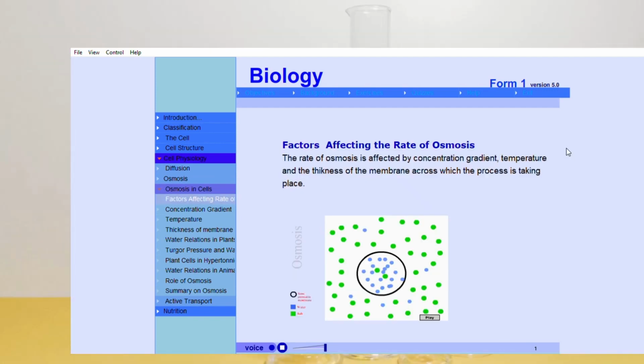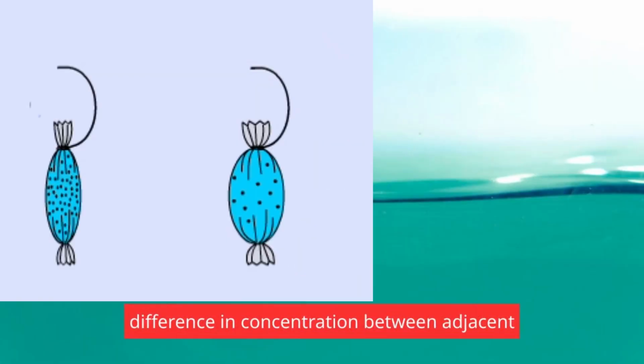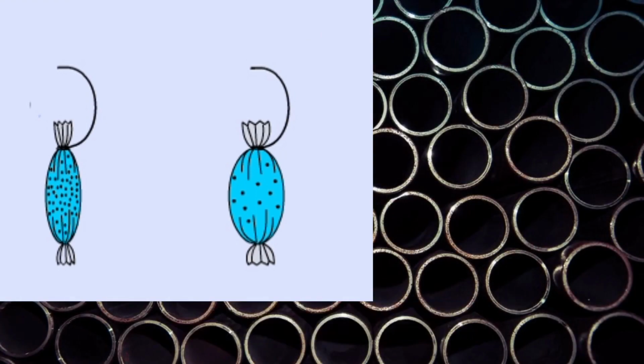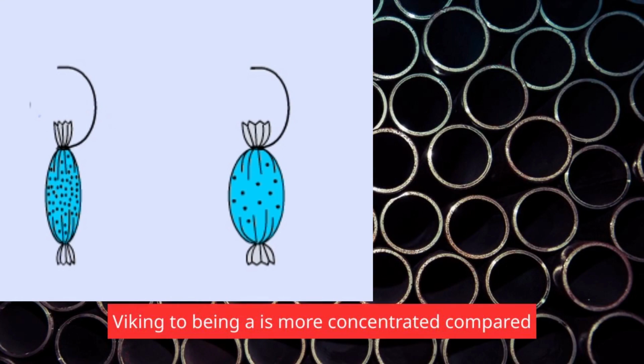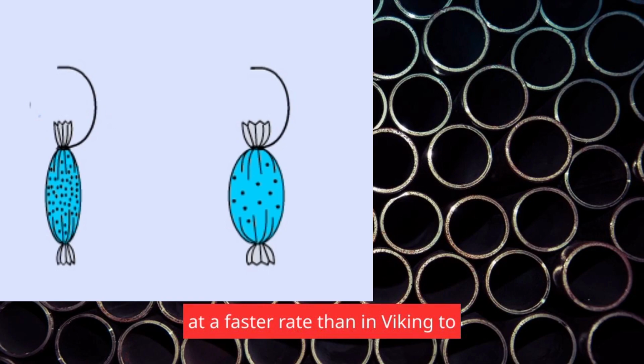The rate of osmosis is affected by concentration gradient, temperature, and the thickness of the membrane across which the process is taking place. Concentration gradient refers to the difference in concentration between adjacent regions. In the figure below, the solution in Visking tubing A is more concentrated compared to that in Visking tubing B. Water molecules from the beaker move into Visking tubing A at a faster rate than in Visking tubing B.